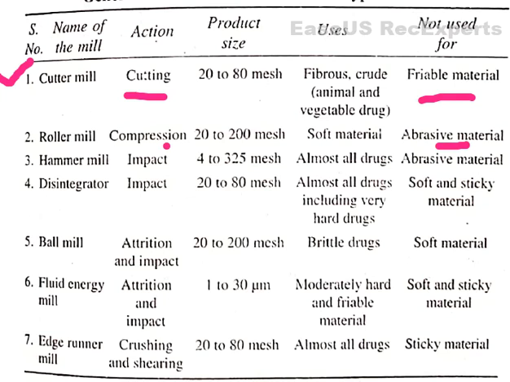Third is hammer mill, mechanism is impact. Product size is 4 to 325 mesh. Almost all drugs, not used for abrasive material.